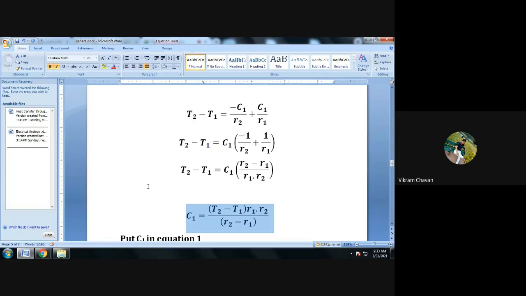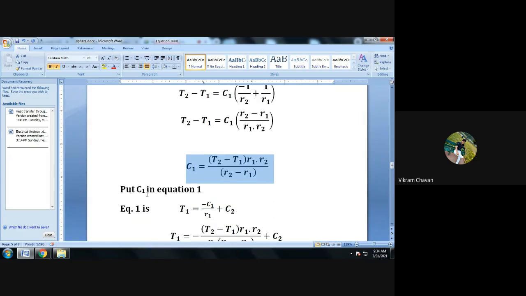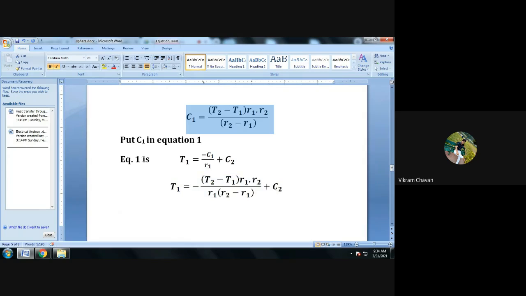Now further, we have to put this equation in equation number 1 to determine the C2 value, or C2 constant. So put C1 in equation number 1.